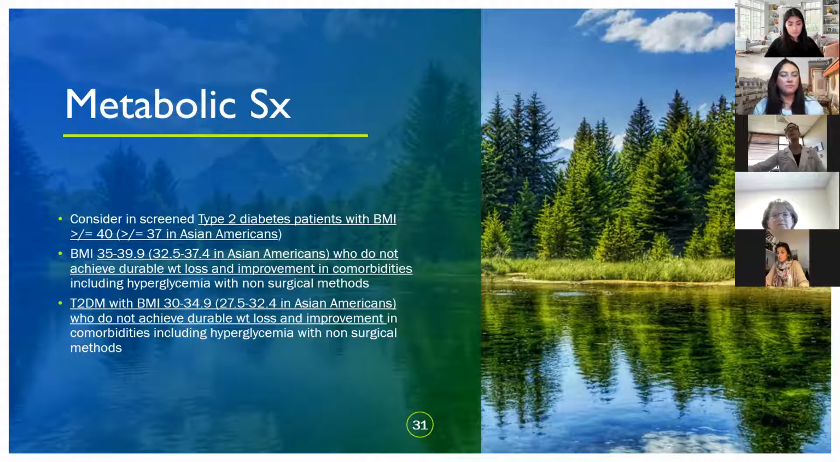So metabolic surgery is something you should consider in screening type 2 diabetic patients with a BMI of greater than or equal to 40, or 37 in Asian Americans. Also BMIs that are 35 to 40 who do not achieve durable weight loss and improvement in comorbidities, including hyperglycemia, with non-surgical methods, and type 2 diabetes with a BMI of 30 to 35 who also do not meet those goals. Next slide.